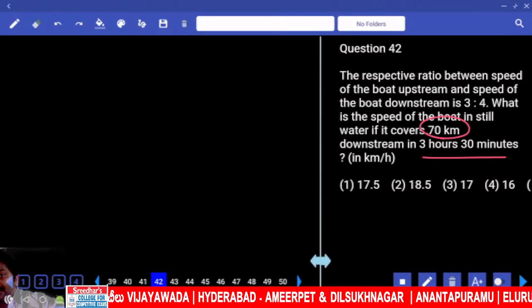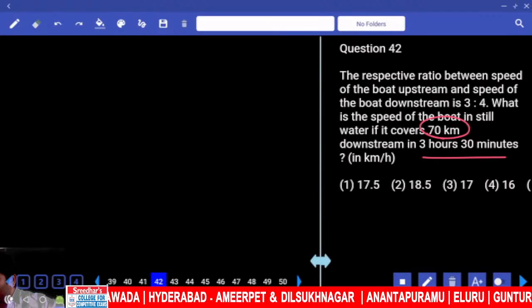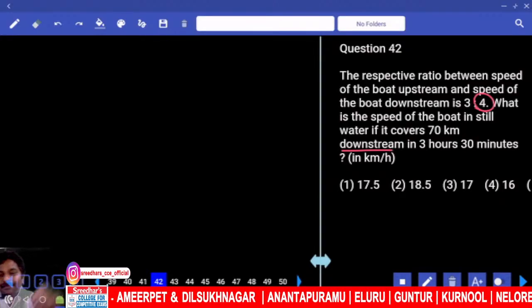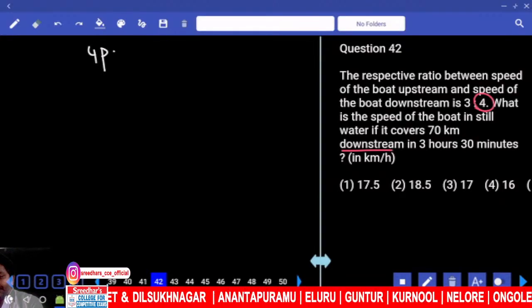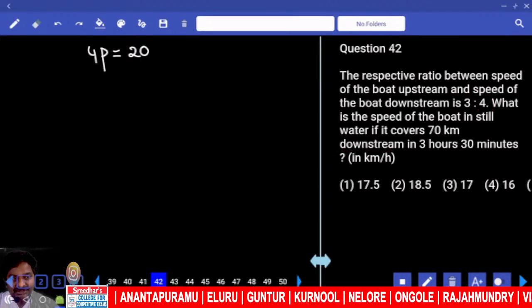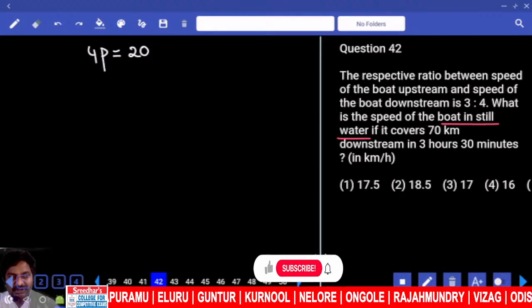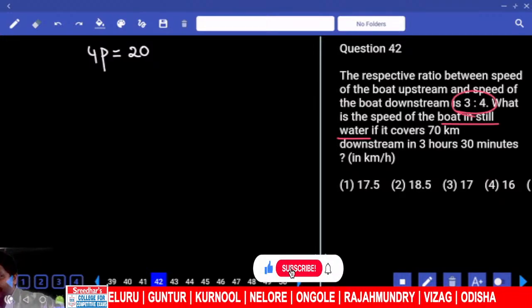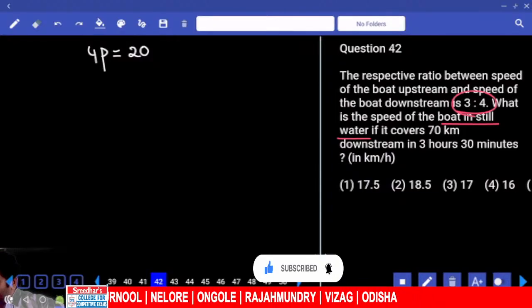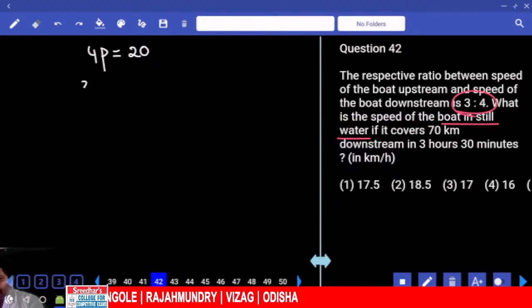In how many hours? Per hour 20. Per hour 20. Which stream? Downstream is how many parts? That means 4 parts is equal to 20 only. And now the question is to identify boat speed in still water. When you have downstream and upstream, man speed in still water is downstream plus upstream by 2. Correct? 7 parts by 2, which is 3.5 parts.